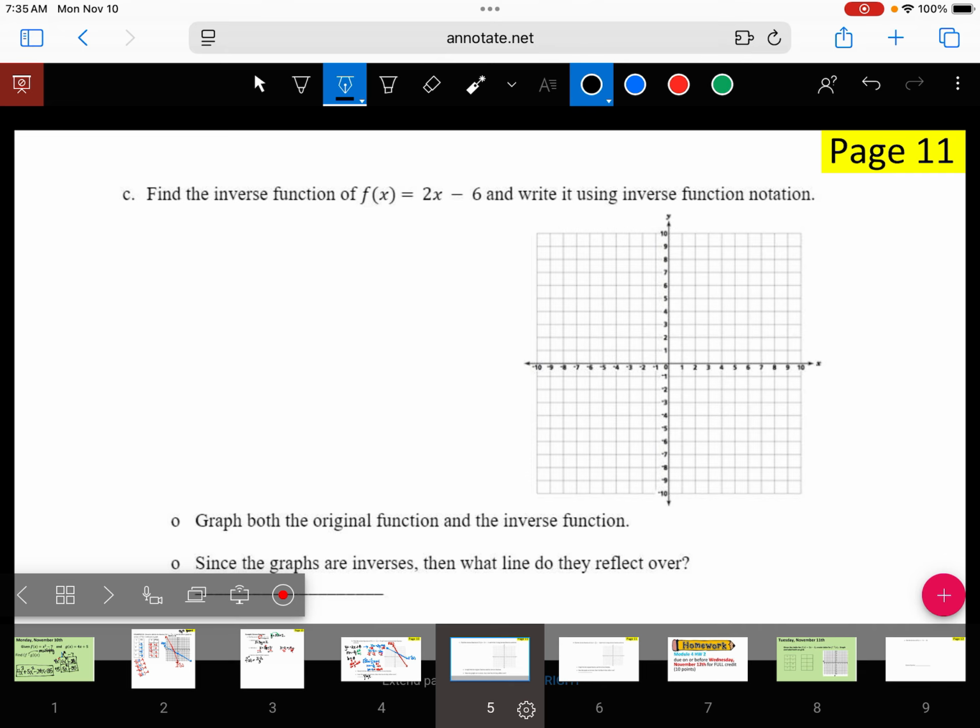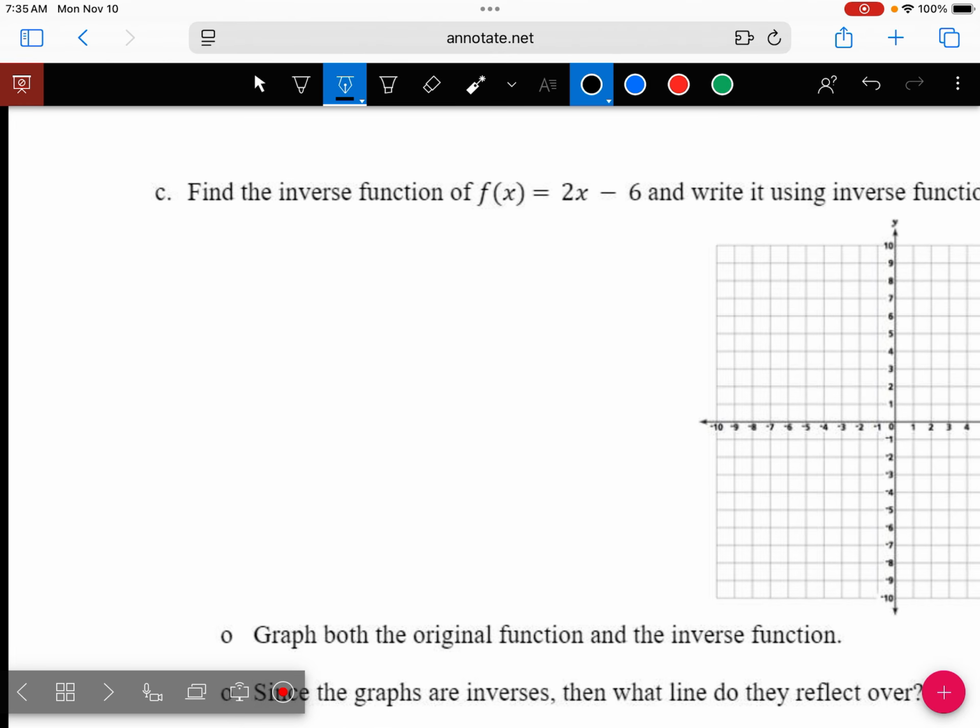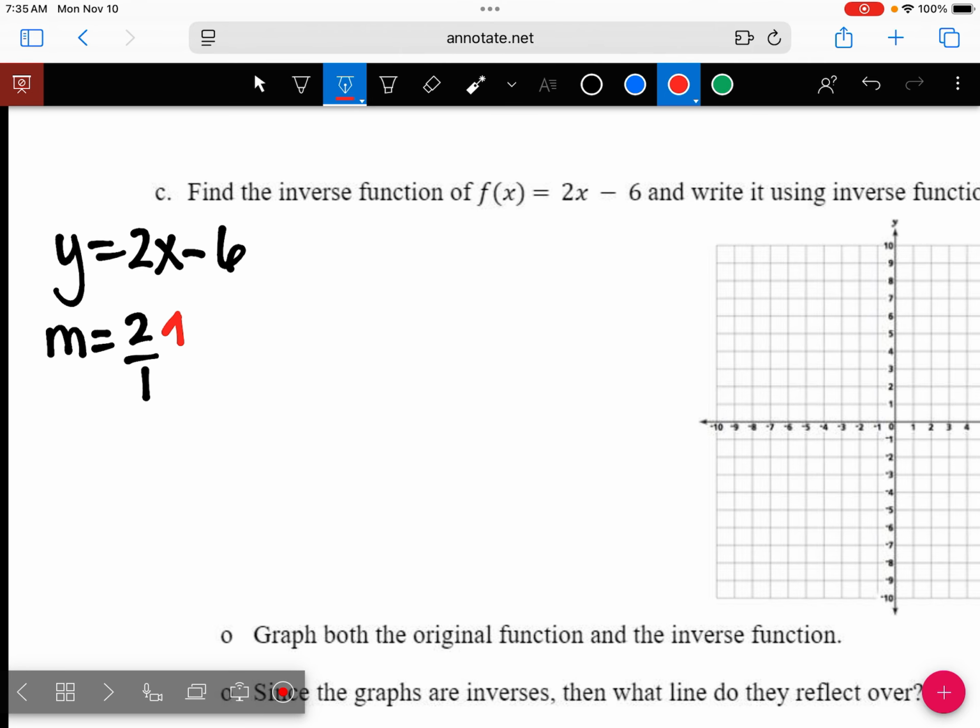So let's go ahead and graph our first one. So my slope is 2/1. So that means I'm going to go up 2, right 1. We always go to the right. And I'm going to start it at negative 6. So let's go ahead and graph it out.